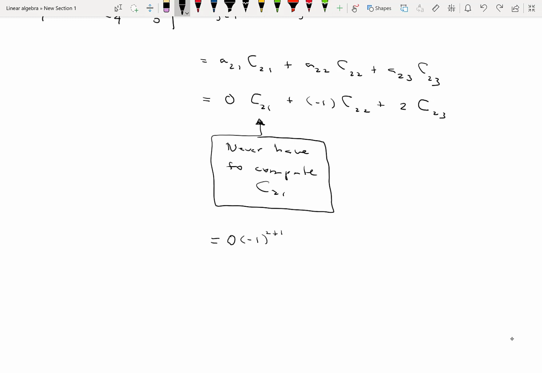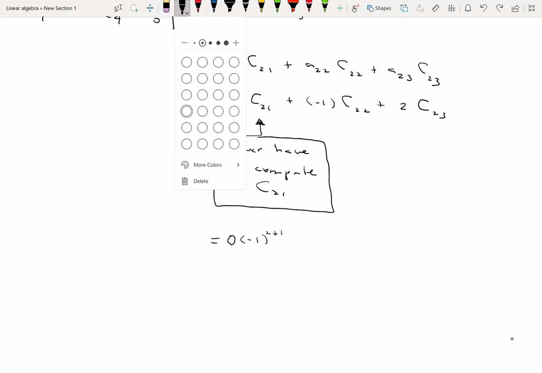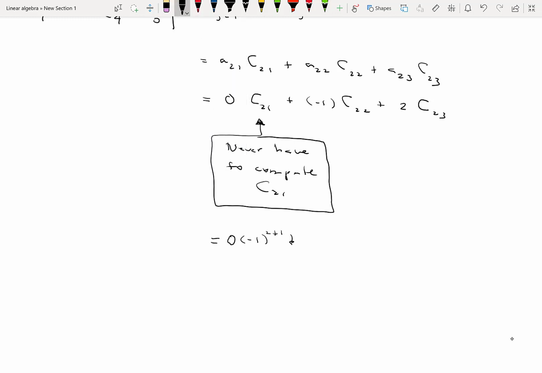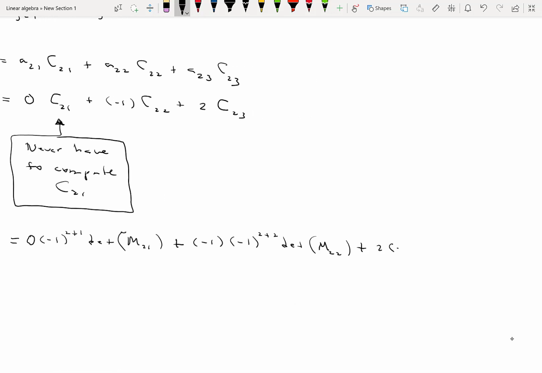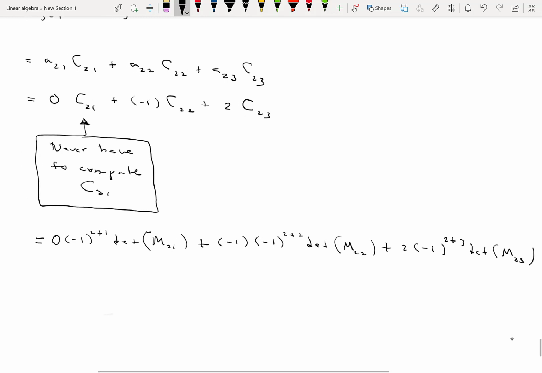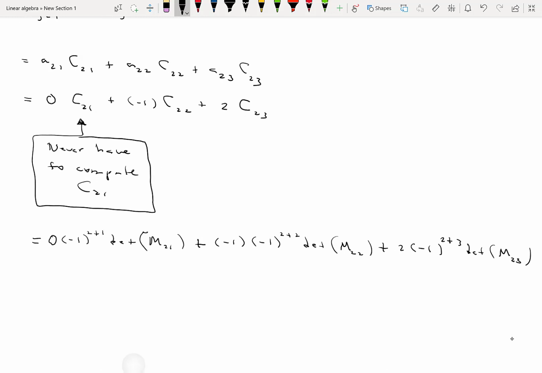It's negative 1 to the 2 plus 1 times the determinant of the 2,1 minor of A, so I guess we should move over, plus the next entry, negative 1, times the 2,2 cofactor, which is negative 1 to the 2 plus 2 times the determinant of the 2,2 minor of A, plus 2 times, see, the 2,3 cofactor is negative 1 to the 2 plus 3 times the determinant of the 2,3 minor of A. Okay, so that's the determinant written out in terms of minors.